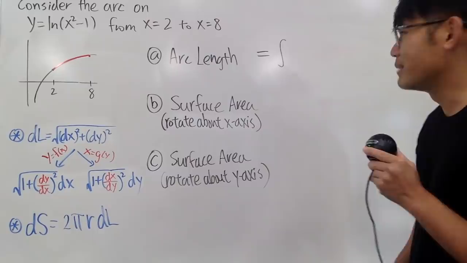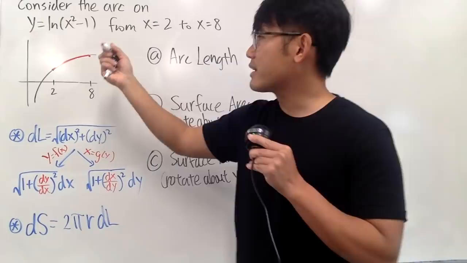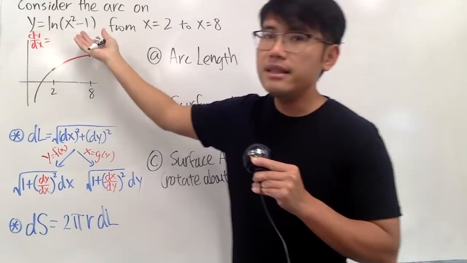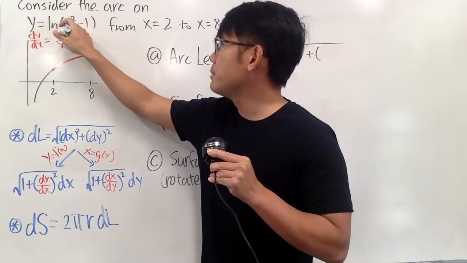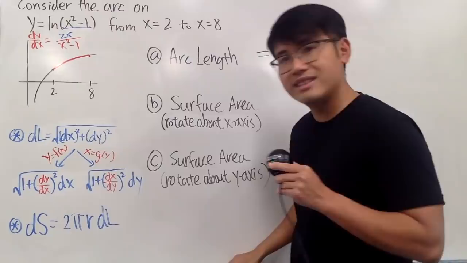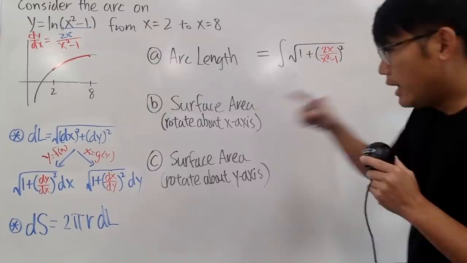1 plus parentheses. Notice that we have to get our first derivative. Let's look back to here. I will differentiate this, which we get dy/dx. And the derivative of natural log of something is, of course, 1 over the inside. So we have x squared minus 1 in the denominator. And don't forget your chain rule. Multiply by the derivative of the inside, which will get you 2x. And we will just put that down right here. Let's write down 2x over x squared minus 1. And we square that. And we also have to have the dx.